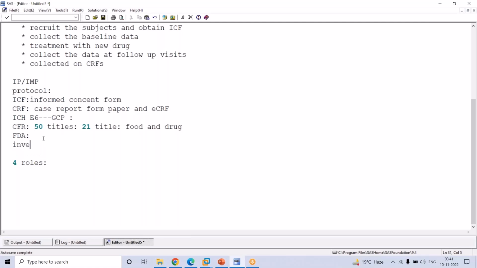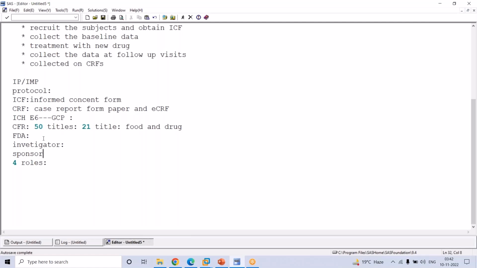Investigator, sponsor. Investigator is a physician, a clinician, under whose personal supervision the drug will be administered to the subject. Medical doctor, under whose personal supervision the drug will be given. He is the one responsible for the overall conduct of clinical studies at the participating site. Okay.